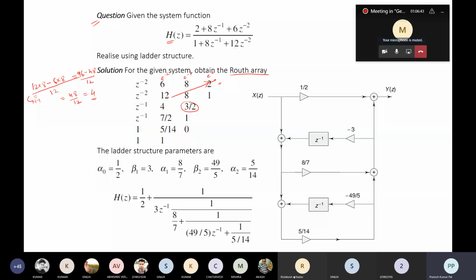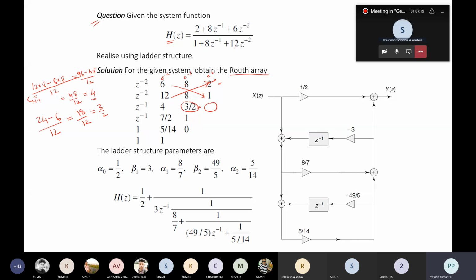So in 12, we need to find this coefficient. We need to find 12 into 2 subtracted by this value. So 12 into 2 is 24, minus 6 into 1, that is 6, divided by 12. That comes out to be 18 divided by 12, which is 3 by 2. So this is the value.